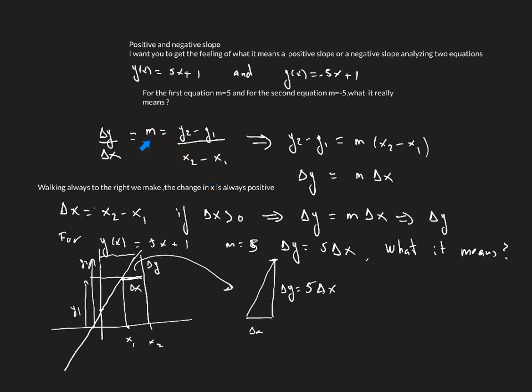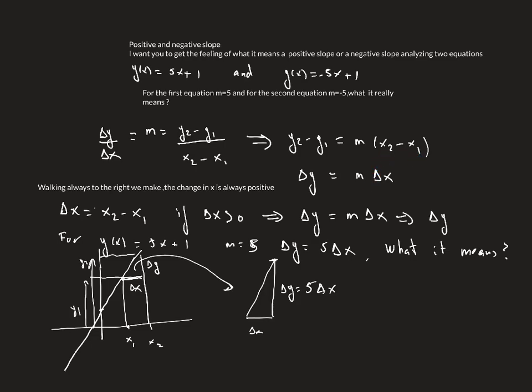If we say that the slope is 5, what are we saying? Well, we are saying that y2 minus y1 is m times x2 minus x1. What we are saying is that the change in y, delta y, what is delta y? y2 minus y1. The change in y is m times the change of x. What is the delta x? Delta x is x2 minus x1.